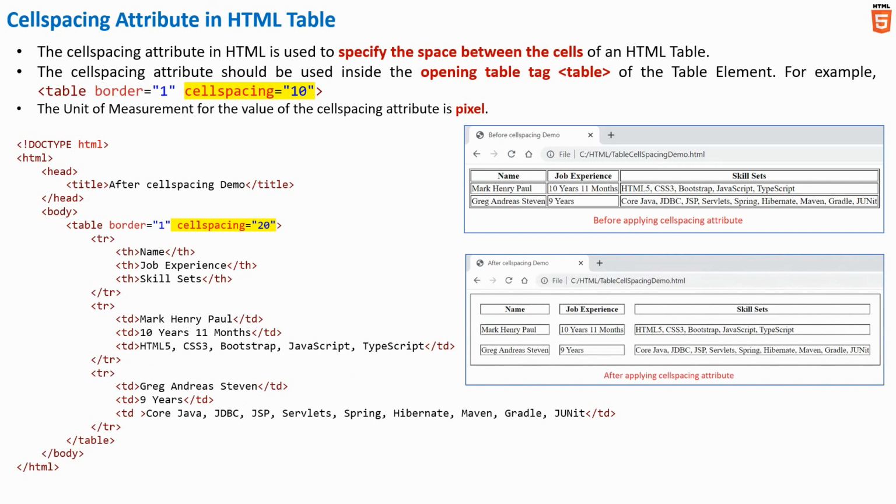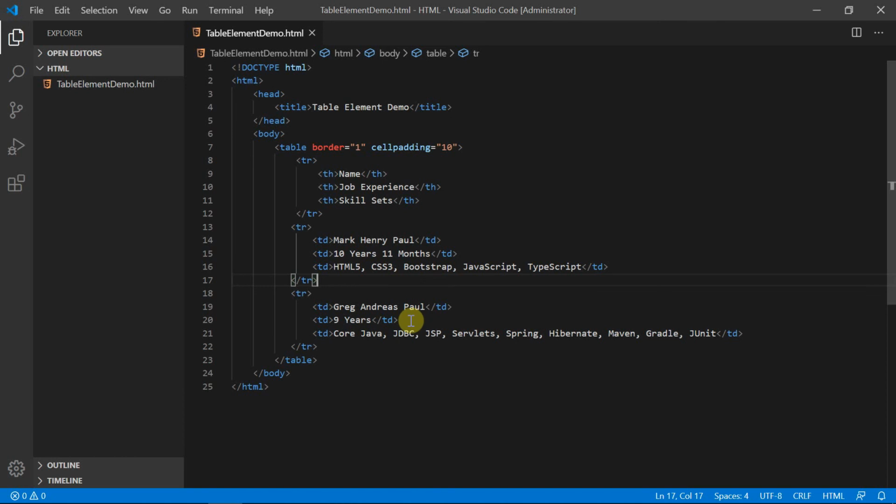Now let me quickly go into the HTML editor and make changes to the code that we developed in our previous lecture and set a cell spacing attribute of 20 pixel. Now this is exactly the same code that we developed in our previous lecture. Now let's make slight changes to this.